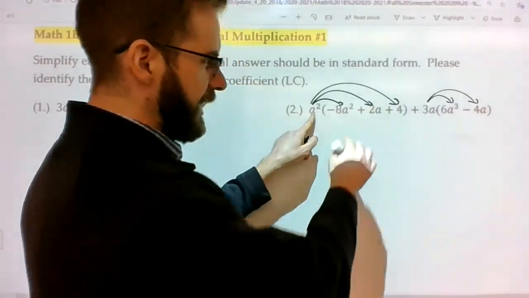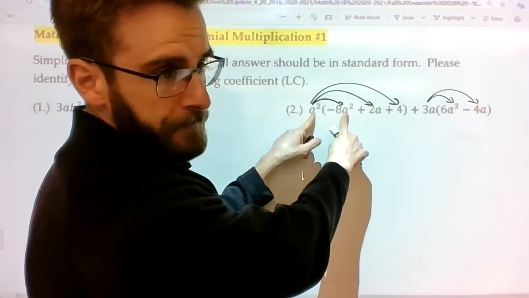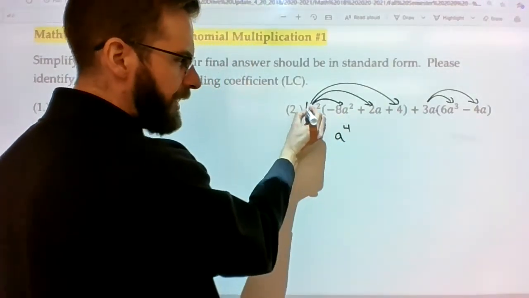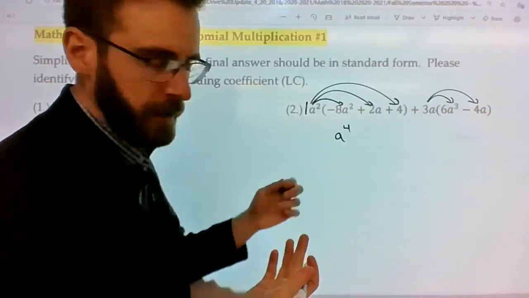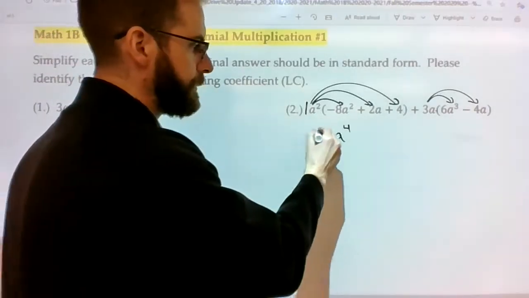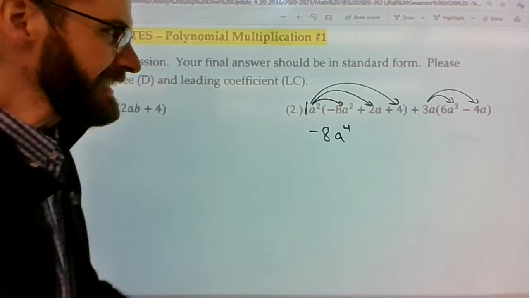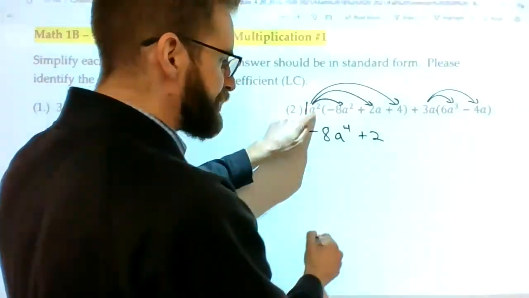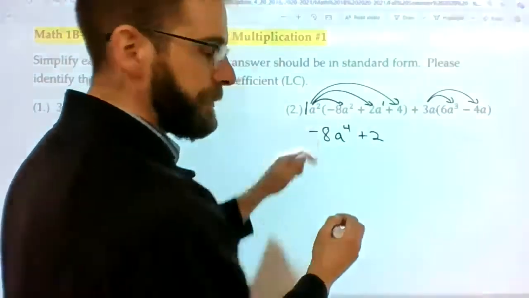A squared times a squared is going to be a to the fourth power. And think of it as a 1 in front as its coefficient. So you're taking 1 times negative 8. Second term, 1 times 2 is a positive 2. A squared times a to the 1 is going to be a to the 3.